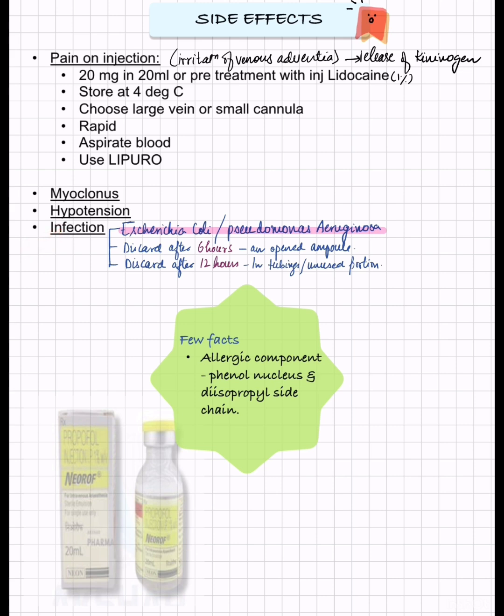So there are much more chances of infection with E. coli and Pseudomonas aeruginosa. Therefore, if there is an open ampule, discard it after 6 hours, and if it is in tubings or an unused portion, discard it after 12 hours. Can you tell me which part of the egg, the white part or the yellow part, is present in propofol? You saw, right? The content. So which part? Comment below in the section.